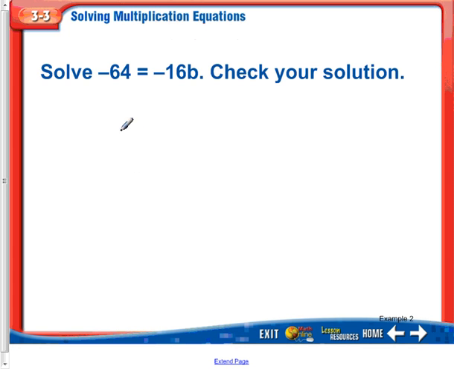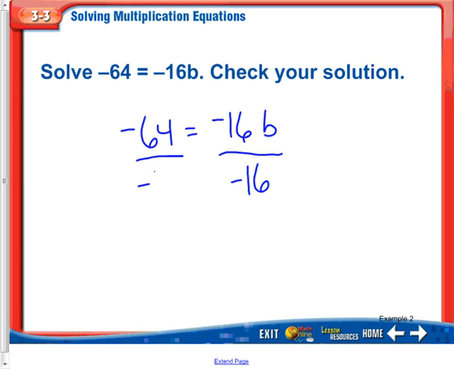So again, we have negative 64 equals negative 16b. Okay, we switched around what the equation looks like, but our attention is always on the side of the variable. We need to divide by the coefficient. In this case, the coefficient is negative 16. So the negatives will cancel, the 16s will cancel. I'm left with b.